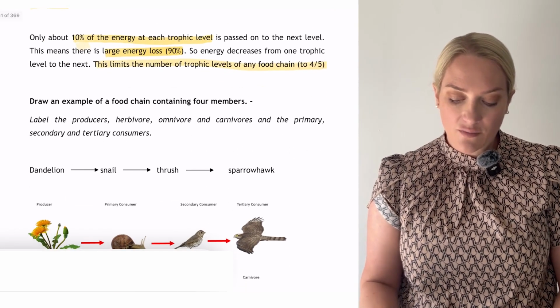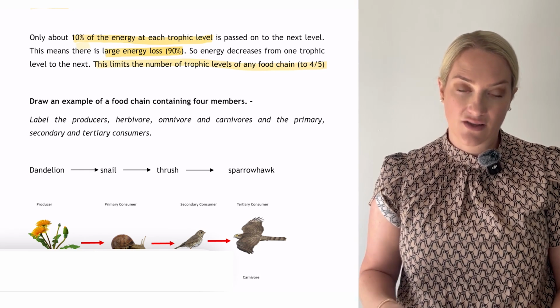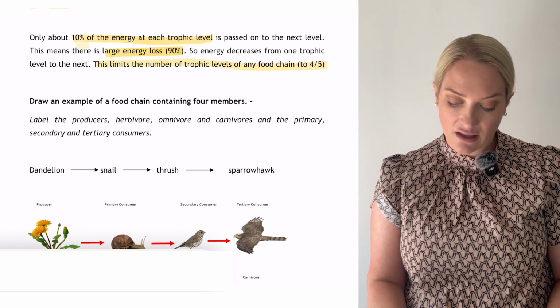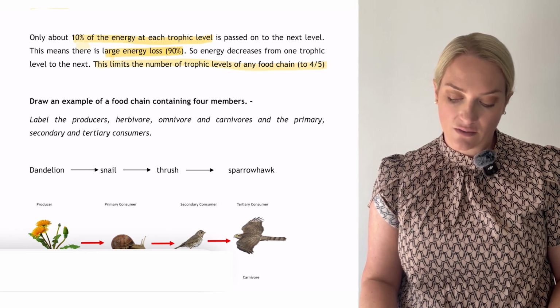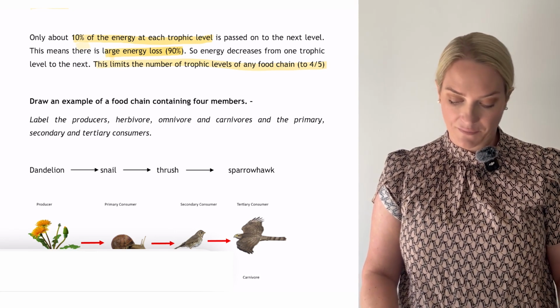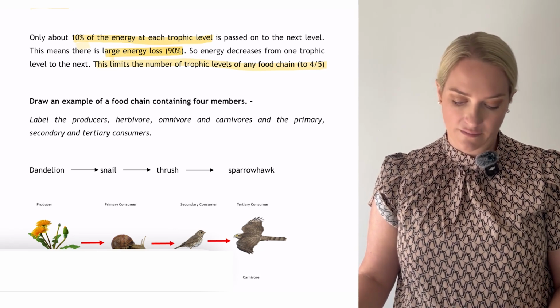So only about 10% of energy at each trophic level is passed on to the next. So that means we have 90% left over. And that means that there's a large loss of 90%. So energy decreases from one trophic level to the next. Trophic level is feeding level. So this limits the number of trophic levels in a food chain to 4 or 5.